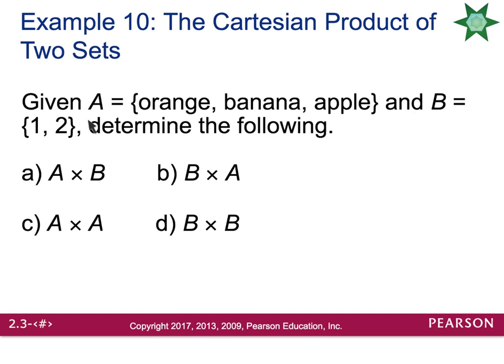Okay, so let's look at an example here. Let's say A is orange, banana, apple, 3 fruits, and B is just 1, 2, and we want to look at A cross B. So we're going to pair up orange with 1, orange with 2, then banana with 1 and banana with 2, and then apple with 1 and apple with 2. So we're looking at all the possible combinations of pairing up elements from set A with elements of set B. And that would be A times B.